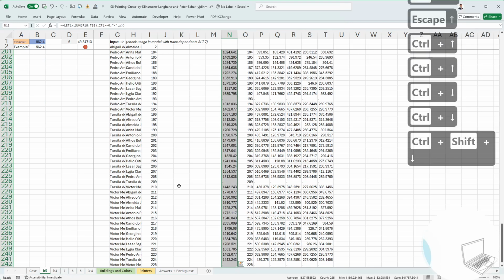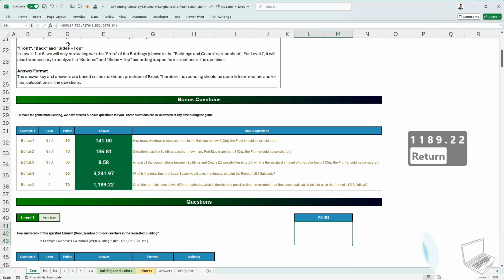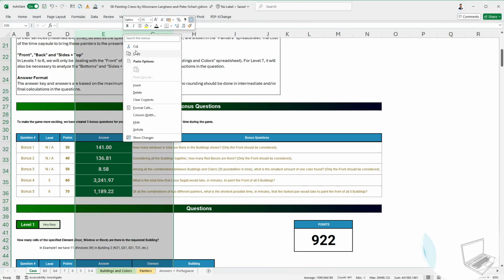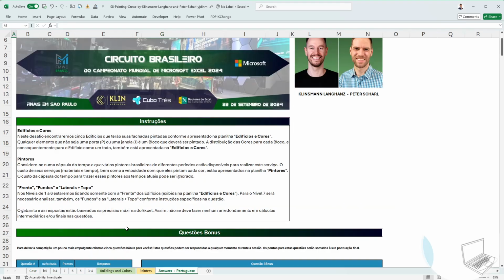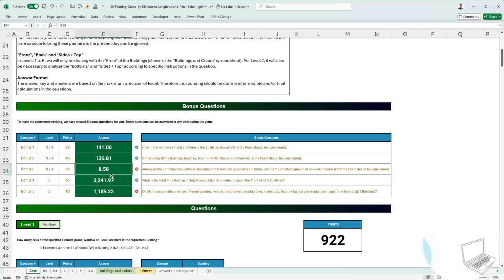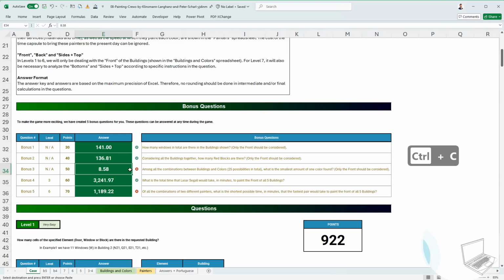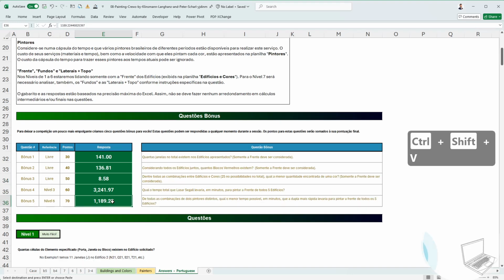So 1189.22. Okay, I have no idea whether this is actually correct. In fact, it's not. That's interesting. That's very interesting. Oh, come on. This is correct, actually. 858. That's the answer. Come on. And that's correct as well.